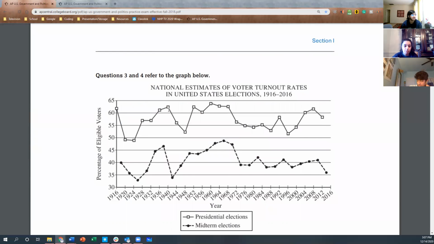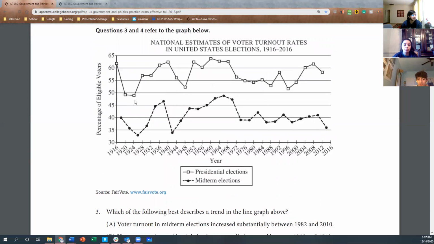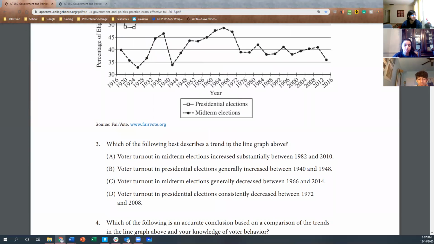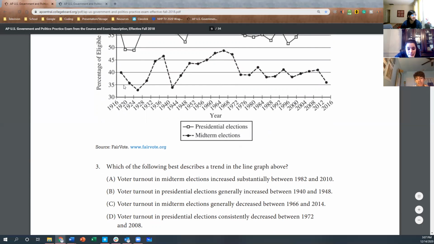Number 3. Oh, another chart. Interesting. I think we looked at a chart similar to this one in class, right? I think we looked at this exact same chart for a do now. Which of the following describes a trend in the line graph above? So this is midterm and then this is presidential. Voter turnout in midterm elections increased substantially between 1982 and 2010.